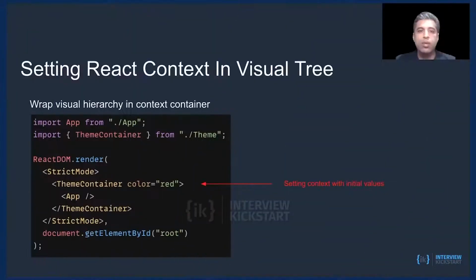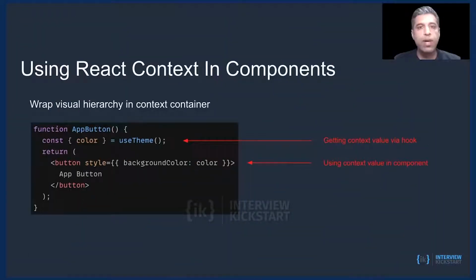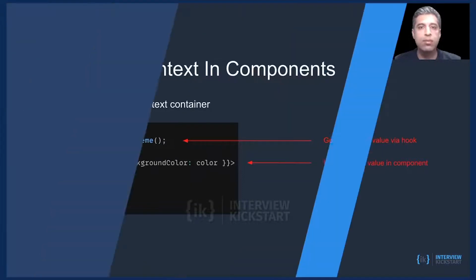In order to use the React context in your visual tree, you just have to wrap your visual tree within the context container that we created in the previous step. In order to retrieve the value of the React context within your own component, all you have to do is import the hook that we have defined in the previous step and invoke it within your own component. Then you can use the values from that context in your own visual trees.